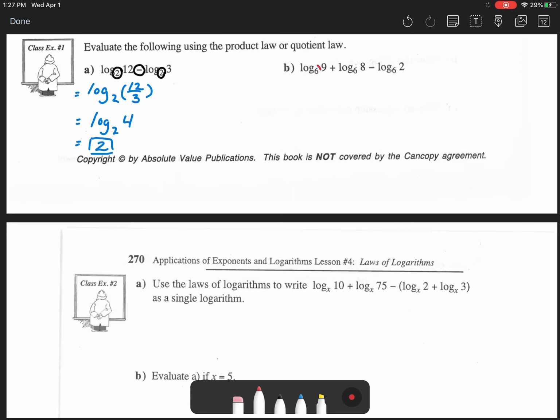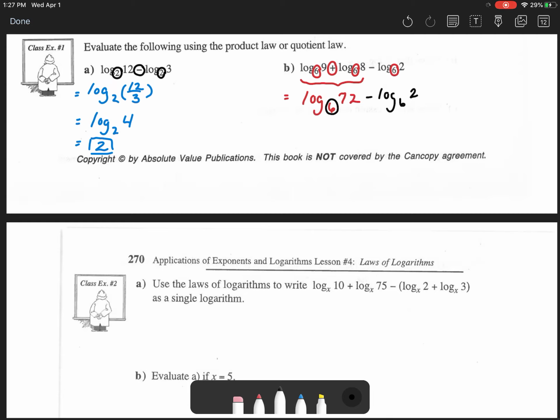In the second one, I take a look at all those three expressions, and you'll notice all three of them have a base of 6. Now we are adding and subtracting, so you can kind of do it one at a time, and that's kind of what I'll do here. I'll bring these two together first. So for those first two, I'm going to get log base 6 of, since I am adding, 9 times 8, that's 72. Now I still have to subtract this log base 6 of 2.